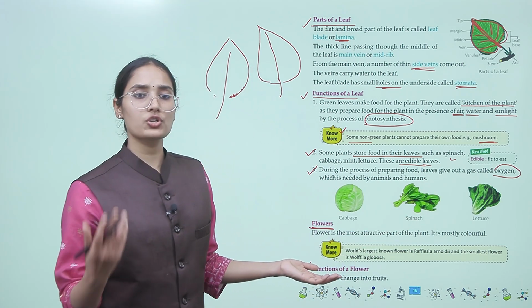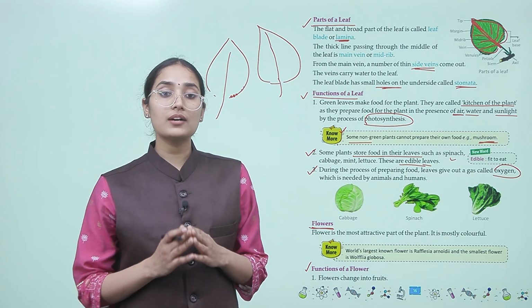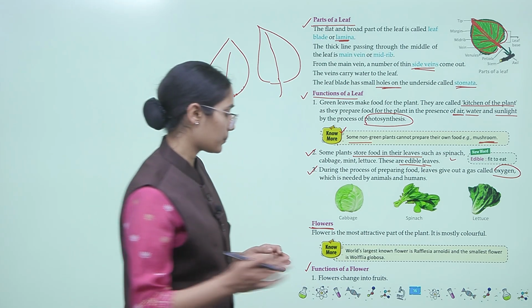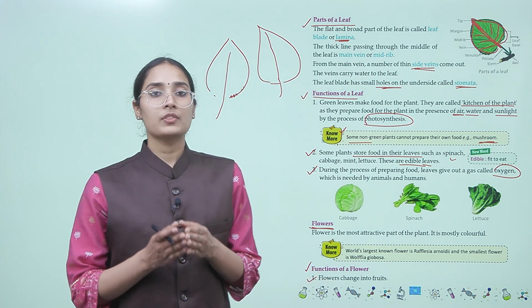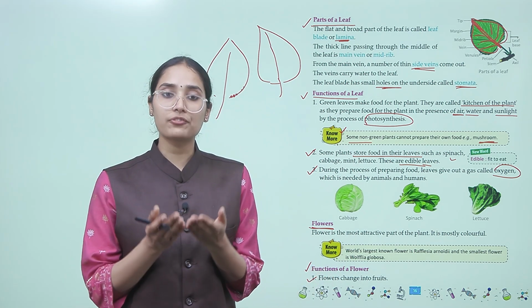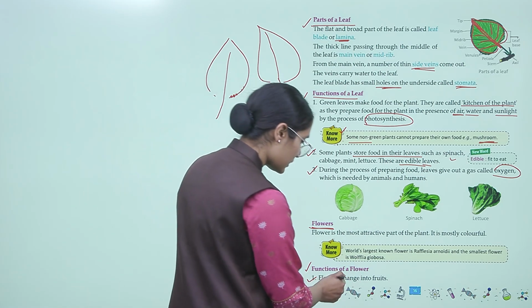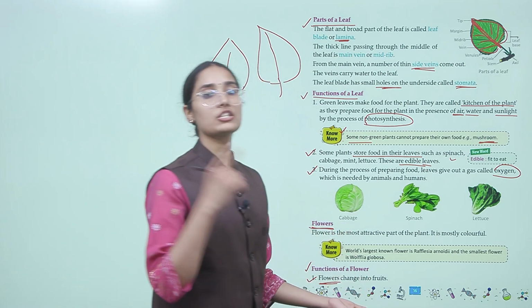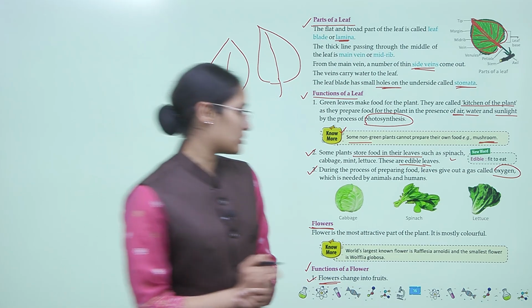Now what is the function of a flower? Why is a flower there on a plant? So flowers change into fruit. It's a process where the plant prepares its fruit; it is a preparatory phase, and first it comes as a flower and the flower changes into the fruit. Now let's go to the next page.